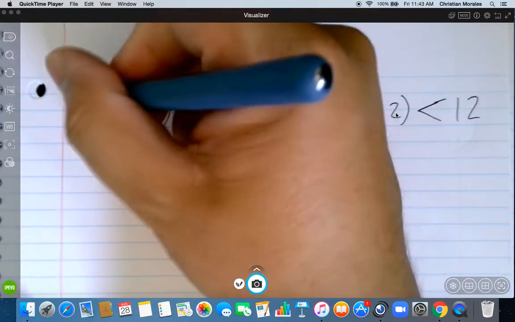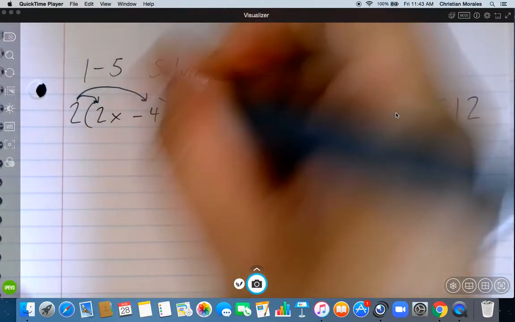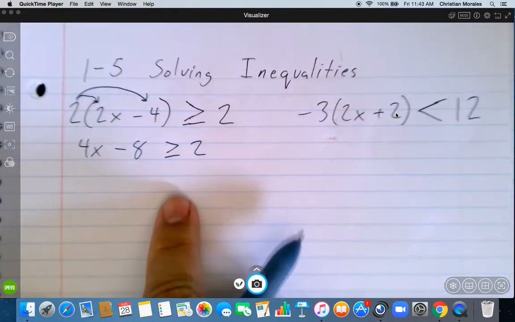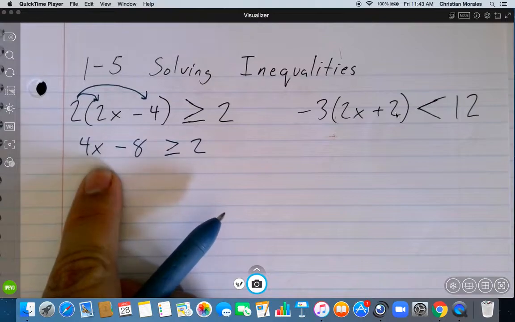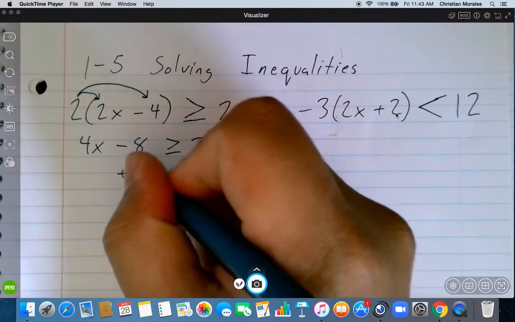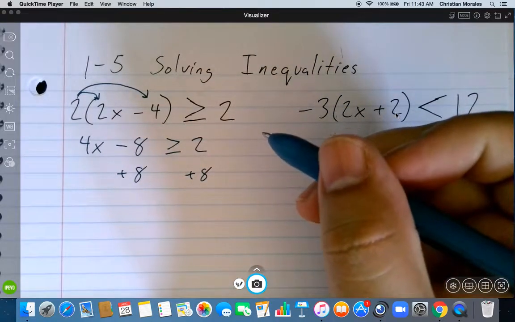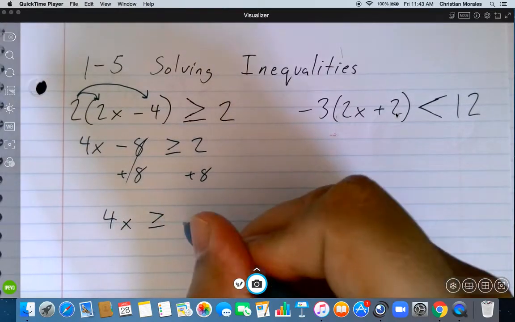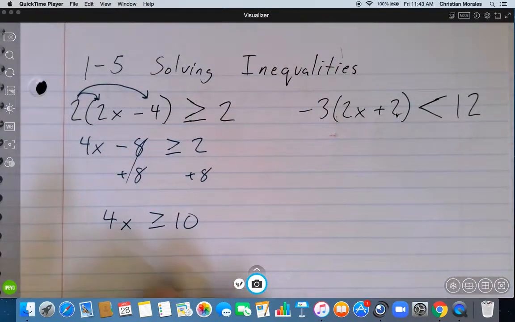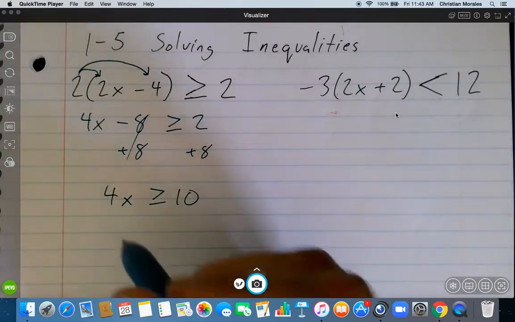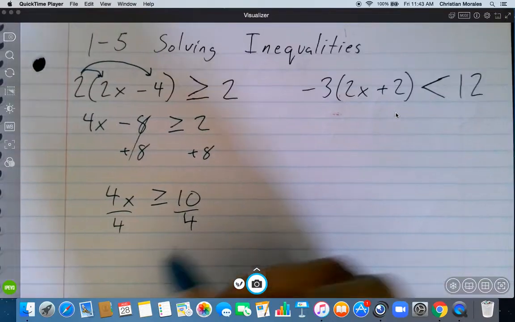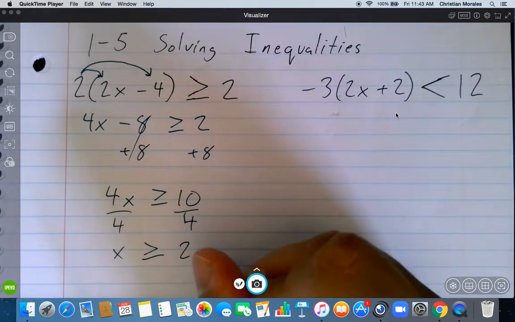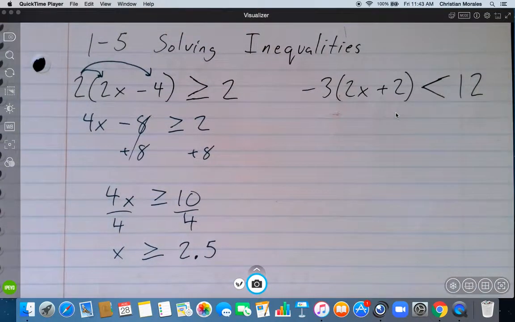So we're going to start with distribution. Distribute 2, distribute 2. You get 4x minus 8. Okay. Then if I'm going to solve for x, I'm going to do inverse operations. I'm going to move the 8 over. So now the 8's cancel out. And I get 4x is greater than or equal to 10. Okay, then we're going to divide by 4. And when you divide by 4, I get 2.5. Okay, so that's the answer.